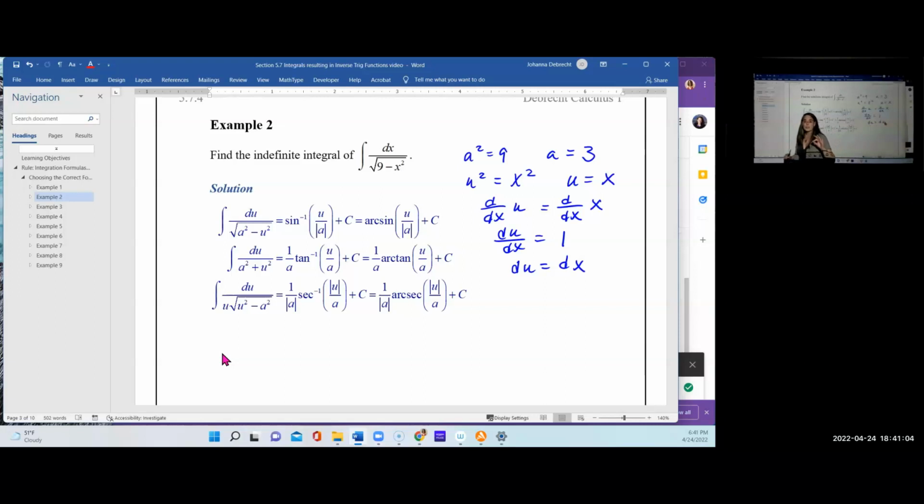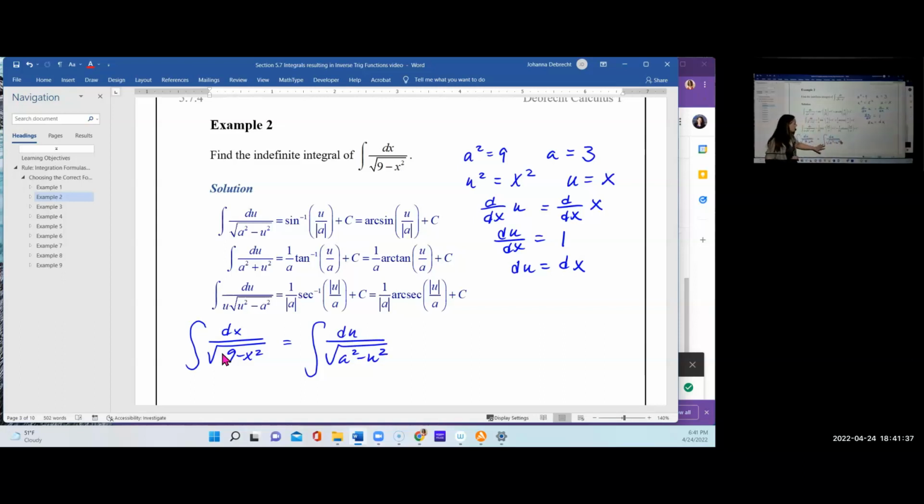Now we have something to replace each piece. And so what we're going to do now is substitute a squared for 9, u squared for x squared, and substitute du in place of dx in the original integral, so that the integral of dx over the radical of 9 minus x squared becomes the integral of du over the radical of a squared minus u squared.